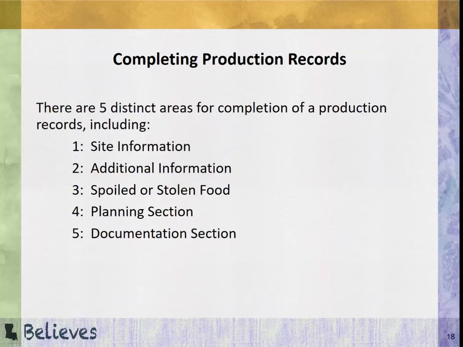In terms of completing production records, there are 5 distinct areas of focus for record keeping, and these include site information, additional information about meal services that serve as helpful notes to the manager and staff, an area to document spoiled or stolen food. There's a planning section and also a documentation section.